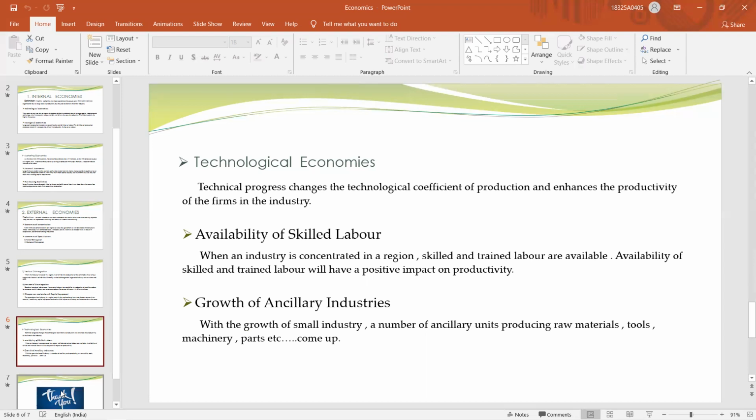Next, growth of ancillary industries. With the growth of small industries, a number of ancillary units producing raw materials, tools, machinery, parts, etc. will come.